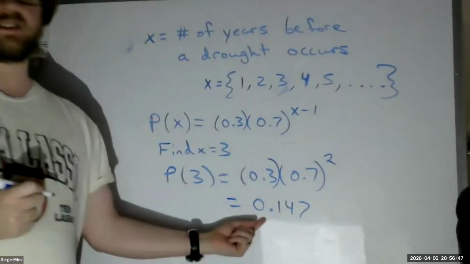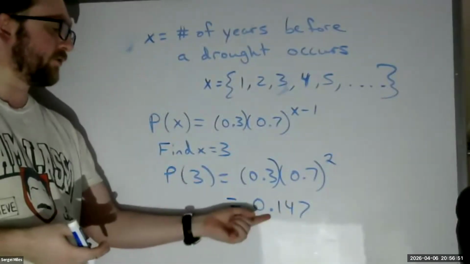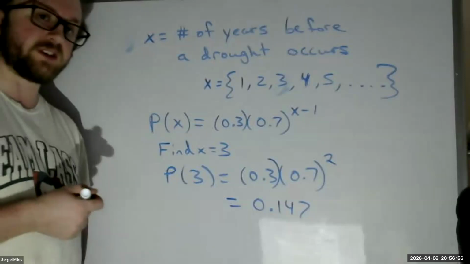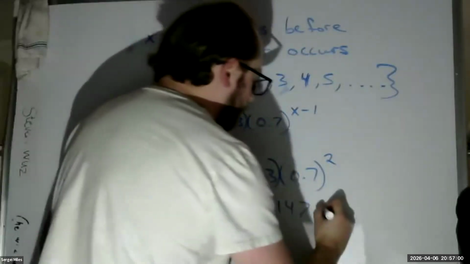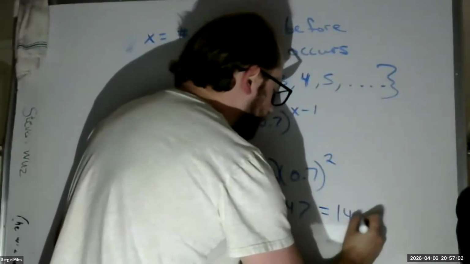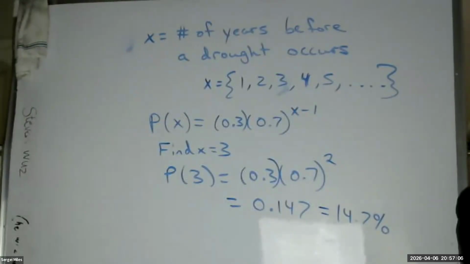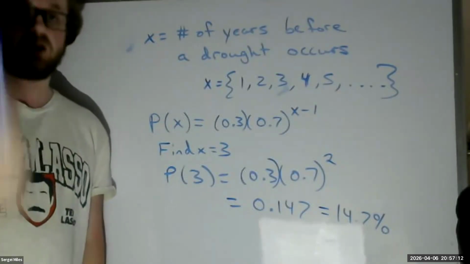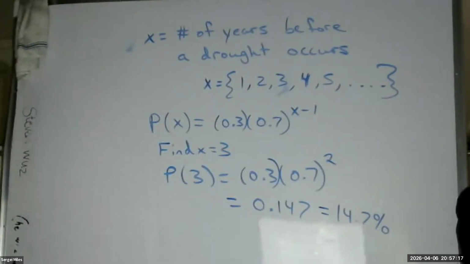0.147. All right. Now this is a decimal. I could rewrite it as a percentage, but I have to move the decimal point twice. 0.147, or in other words, if this is out of 1, then this is 14.7%. So there's about a 14-15% chance that they're going to have 3 good years and then a drought will occur. Okay. Well, we got that.